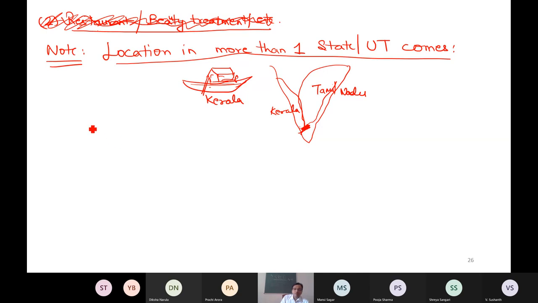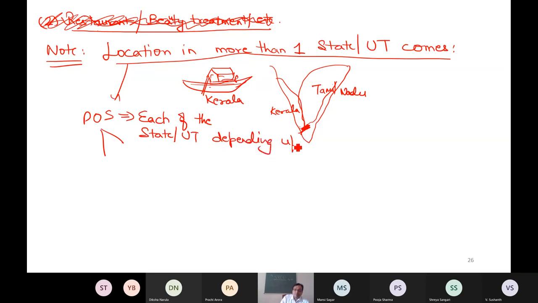I hope you are getting my point. Where the location is in more than one state, how do you check the place of supply? Will the place of supply be Kerala or Tamil Nadu? Then the answer is that the place of supply will be in both these states, in each of these states, depending upon the proportionate value of supply.